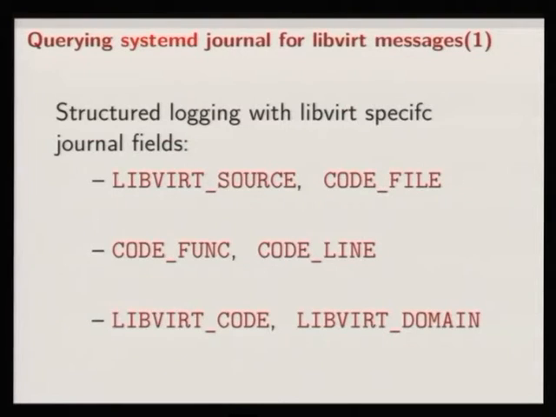So, when you use systemd journal, it has very nice structured fields that will allow you to examine what function the error is coming from, what code line, what error code, and which source file. Very granular detail you'll get when you use journalctl to query.